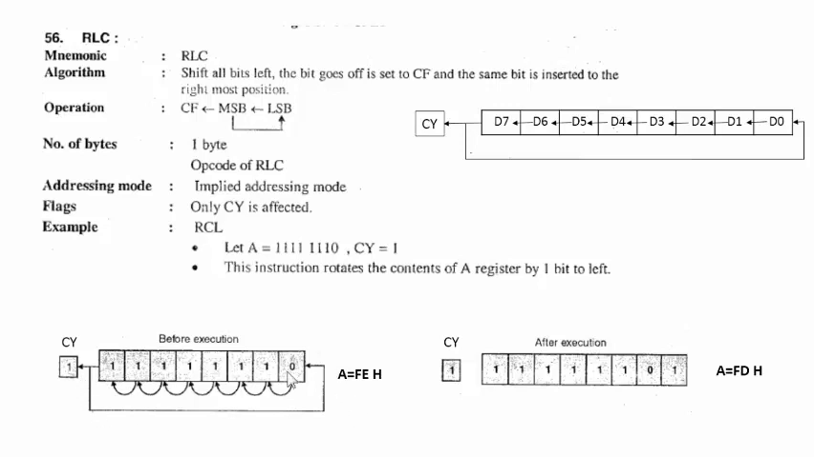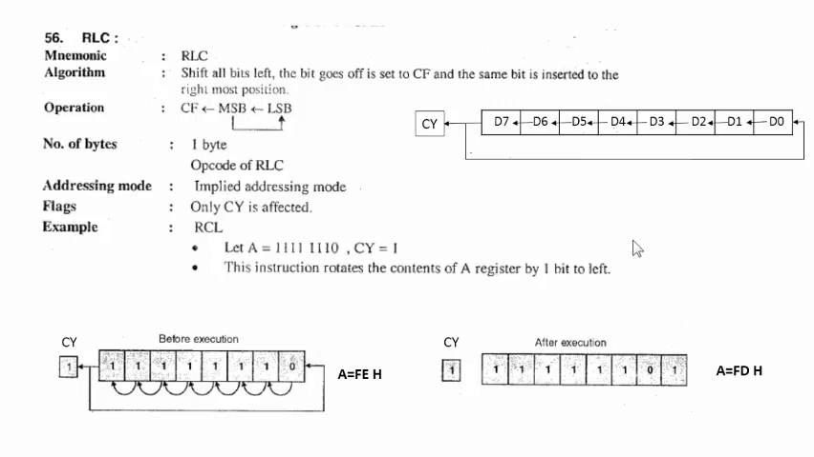So before execution, suppose the carry flag bit is 1, and in the accumulator we have FE, 1111 means F, 1110 means E. So after the shifting or rotate operation, this D7 bit goes to the carry flag bit, and also this D7 bit goes to the least significant bit, D0, and this 0 gets shifted to the D1 location.